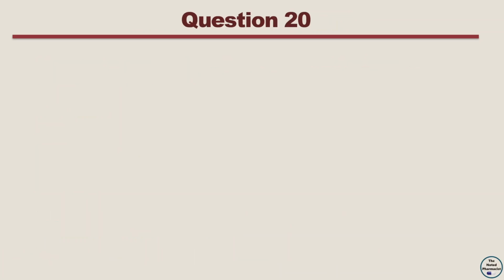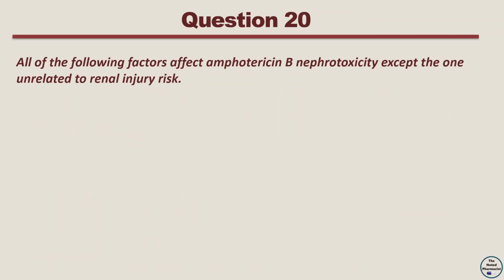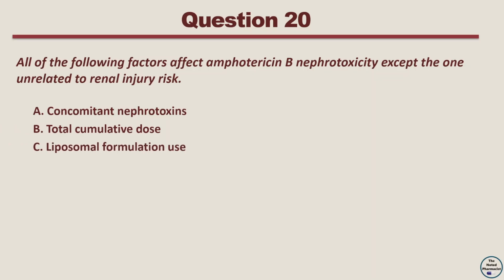Question 20. All of the following factors affect amphotericin B nephrotoxicity except the one unrelated to renal injury risk. Option A, concomitant nephrotoxins. Option B, total cumulative dose. Option C, liposomal formulation use. Option D, hypovolemia. Option E, low potassium levels.